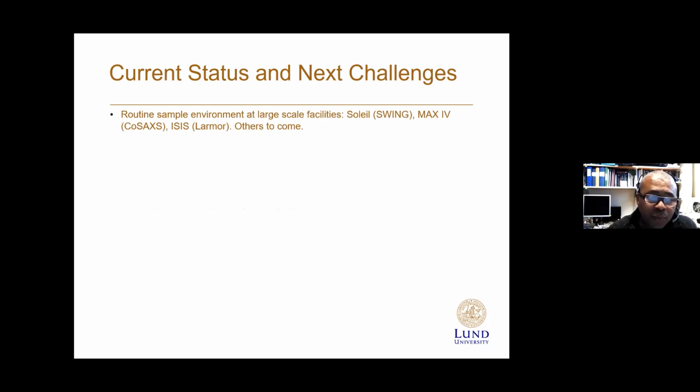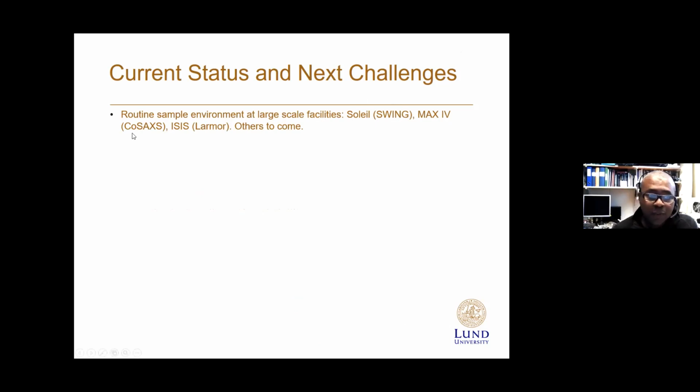Now we've been really pushing for having this technology as democratic as possible. With a collaboration between Soleil and Max4, there is now a SURF available at the Swing beamline. So when you apply for beam time, you can tick SURF, and then automatically when you collect your SAXS data, you will get the UV and the fluorescence for free.